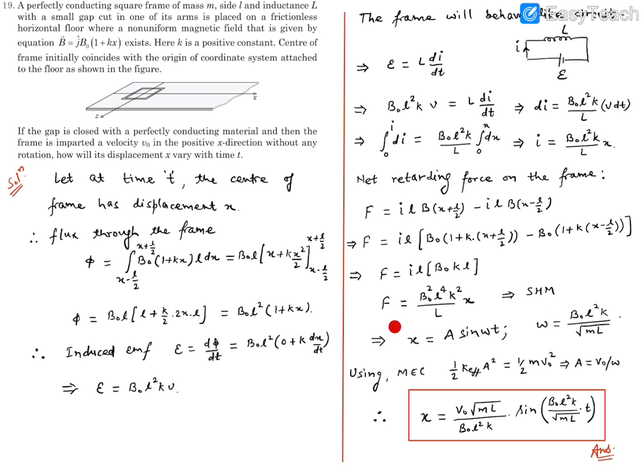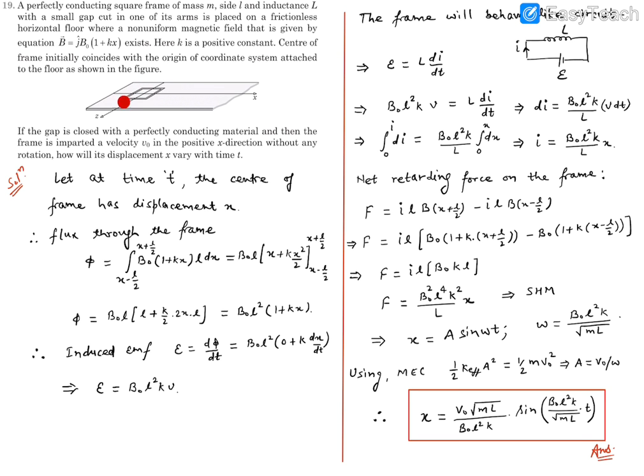Now from here we can write x must be equal to A sine omega t. Why sine? Because at t equal to 0, x was 0, so it has to be A sine omega t. That means in A sine (omega t plus phi), phi must be 0. Now to find this omega, this is going to behave like k equivalent. So divide by mass, so that becomes omega squared. Take the under root, that becomes omega: B naught L squared k divided by under root of m L. So that's omega.